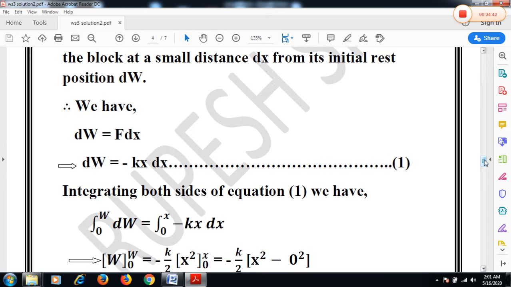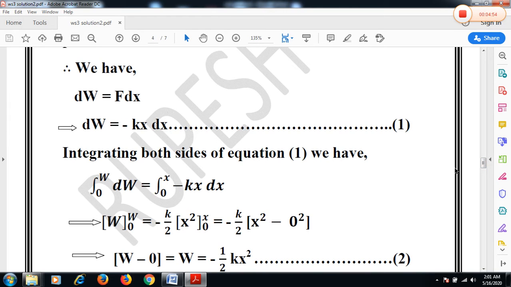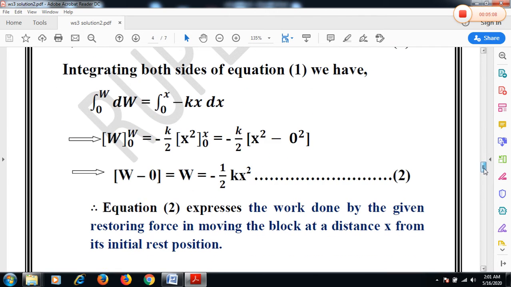Integrating both sides of equation 1, we have the integral from 0 to W of dW equals the integral from 0 to x of minus kx dx. After integration, we have W within the limits 0 to W equals minus k by 2 x square from 0 to x, which gives us W equals minus half kx square. We have numbered it as equation 2, which expresses the work done by the given restoring force in moving the block a distance x from its initial rest position.